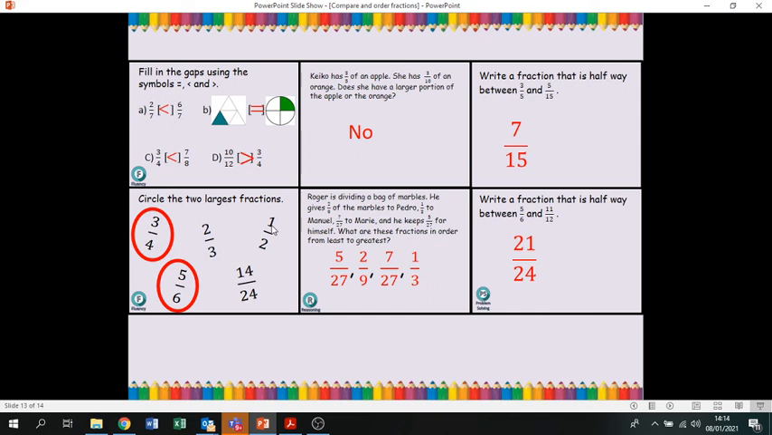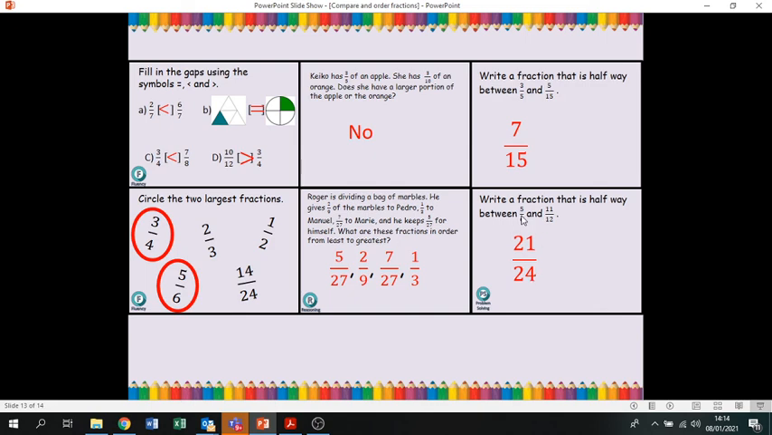Circle the two largest fractions, that was 3 over 4 and 5 over 6. Putting these in order then, guys, 5 over 27, 2 over 9, 7 over 27, and 1/3. And then the last question, don't forget, get the denominators the same, okay? And you could have had 21 over 24, okay?